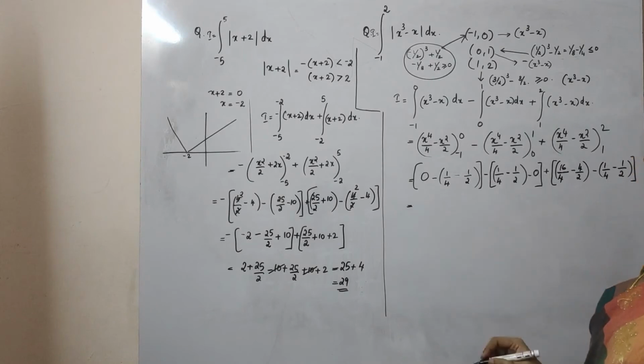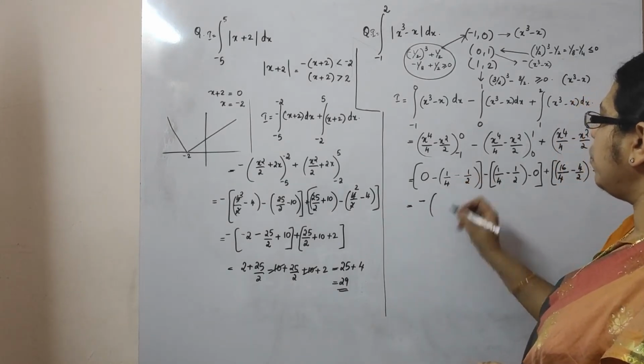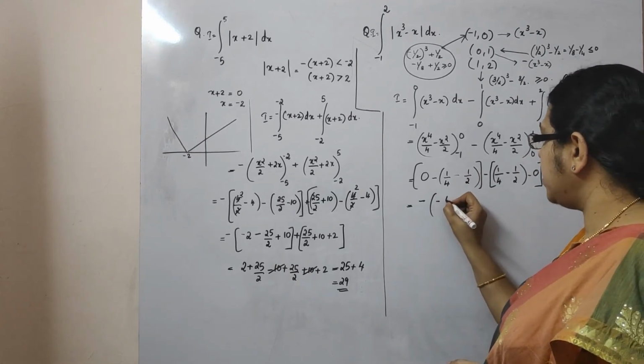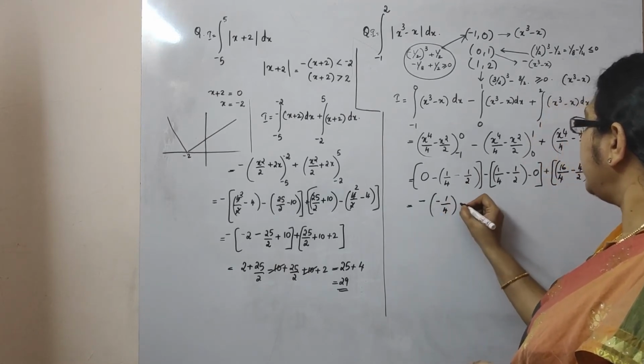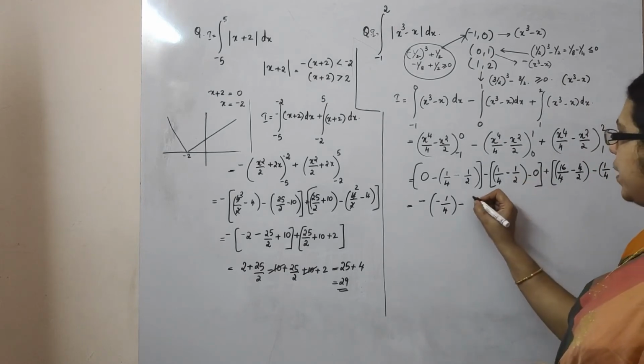So this is equal to minus of, what do I get here? 1 by 4 minus 1 by 2. Isn't it minus 1 by 4? Again 1 by 4 minus 1 by 2, that is minus 1 by 4.